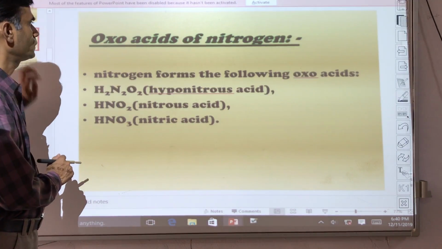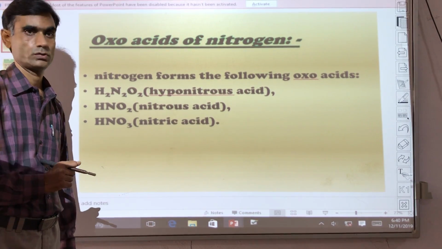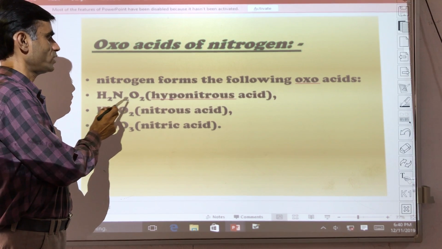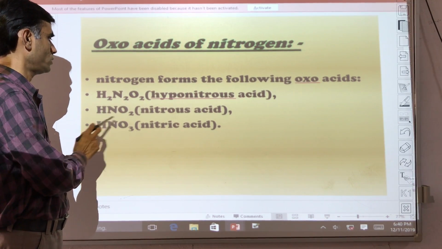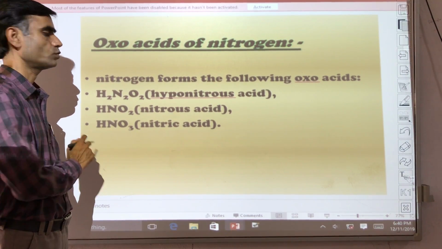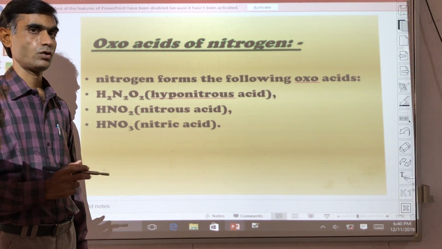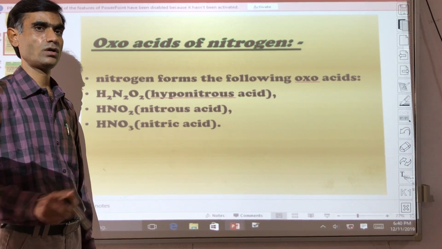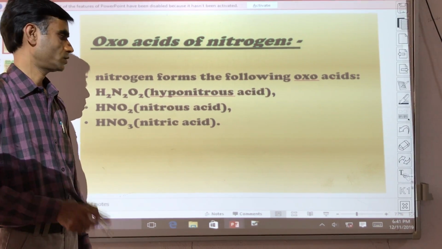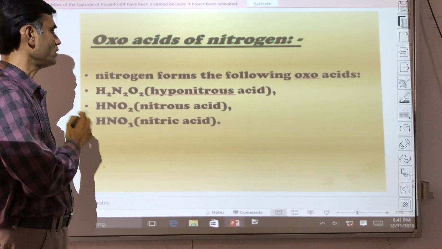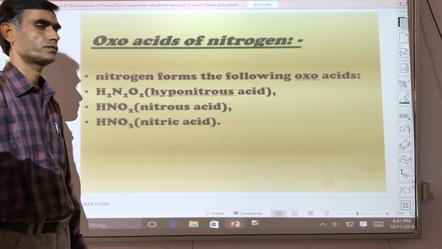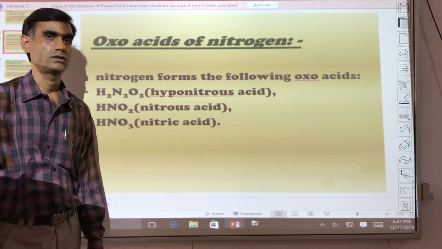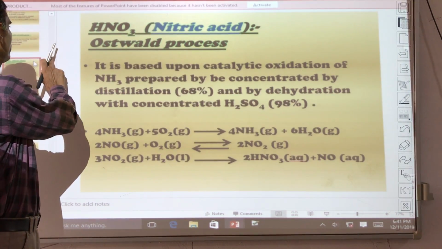Pass on to the next one. Oxo acids of nitrogen. Nitrogen forms three important oxo acids: H2N2O2 hyponitrous acid, HNO2 nitrous acid, HNO3 nitric acid. What are oxo acids, children? The acids having hydrogen as well as oxygen. HCl is not an oxo acid, it is a mineral acid. But for nitrogen we have three important oxo acids. You can note down their names. About the last one you must have heard earlier also. Pass on to the next.